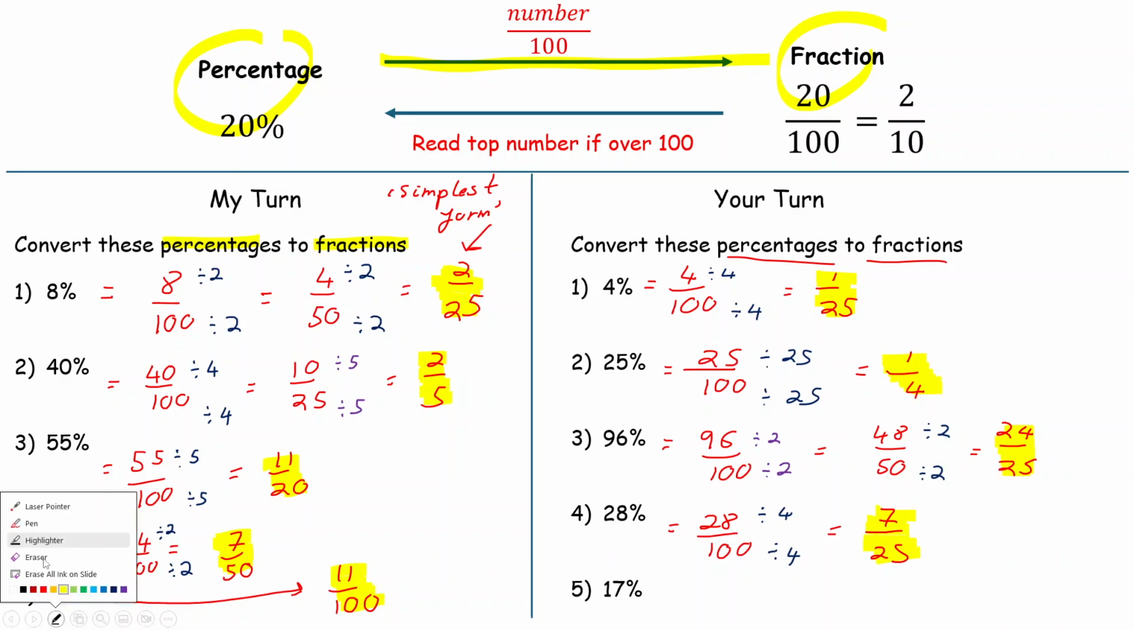Last but not least, we've got 17%, which is going to be 17 over 100. And because 17 is a prime number, there are not going to be any factors of 17 and 100. So that is simply your answer.